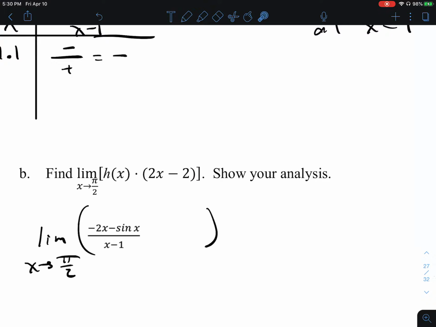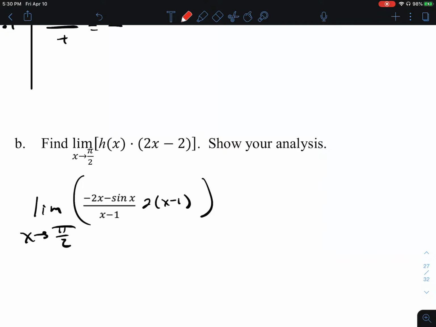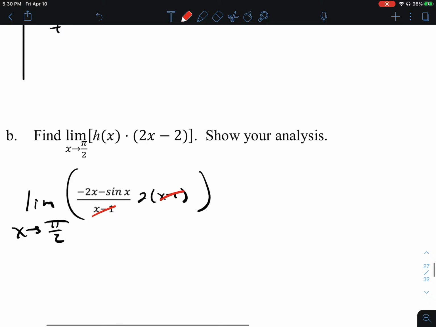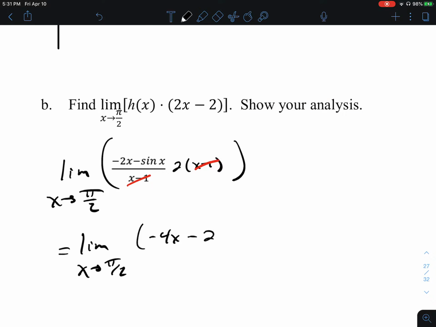And instead of me writing 2x minus 2, I'm going to factor a 2 out of that. So it's x minus 1. How is that helpful? X minus 1's cancel. Even if they didn't cancel, this is going to work out just fine. That's going to make the algebra here a little easier. So I'm going to have the limit as x approaches pi over 2. I'm going to distribute that 2. So I get negative 4x minus 2 sine of x.